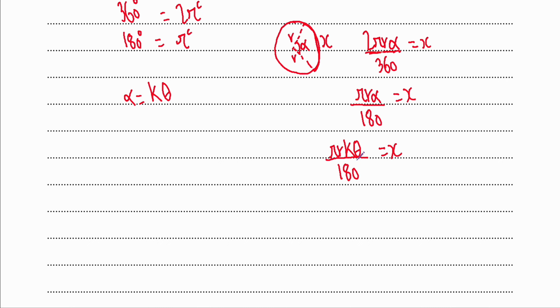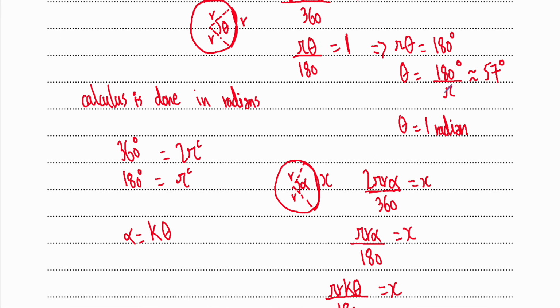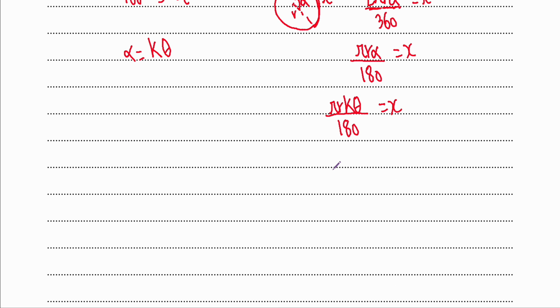Okay, it's not looking very clear so far, so let's continue doing some manipulation. Now we know what theta is. We know theta is 180 divided by pi. So we can put that in here. We would have pi r k times 180 divided by pi, all divided by 180, is equal to x. Okay, now this is looking much better. We can cancel the pi out here and here, and cancel the 180 out here and here. So we would have r times k is equal to x.